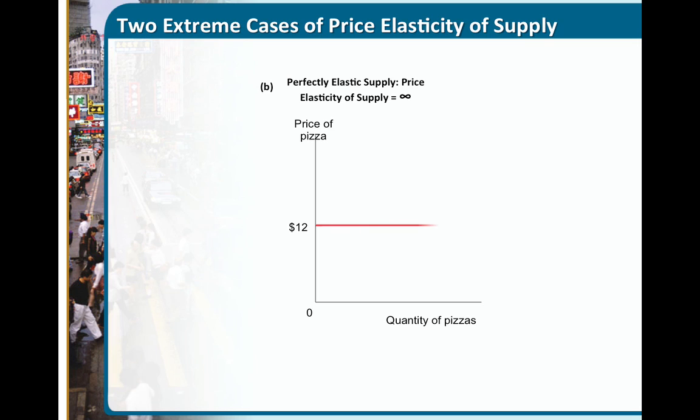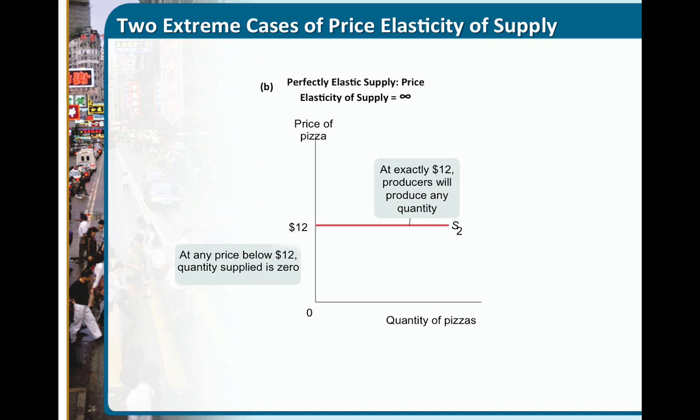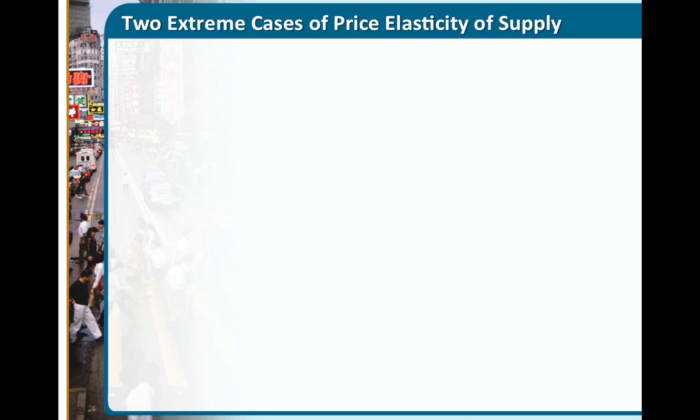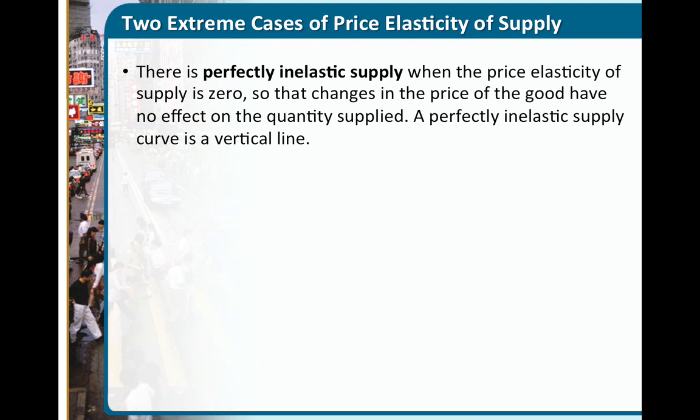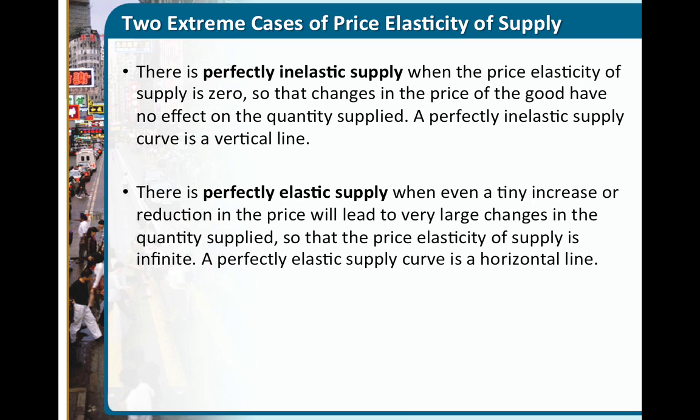Let's look at the price of pizza. So that's a perfectly elastic supply. So at exactly $12, producers will produce any quantity of pizza. A price below $12, if they can't get $12, they are not going to supply any pizza. At above $12, it's going to supply as much pizza as you want because they have the advantage, I guess, over the other pizza producers. So again, there's a perfectly inelastic supply when the price elasticity is 0. So the changes have 0 effect on the quantity supplied. That's the vertical line, and the perfectly elastic supply is the horizontal line that we saw as well.